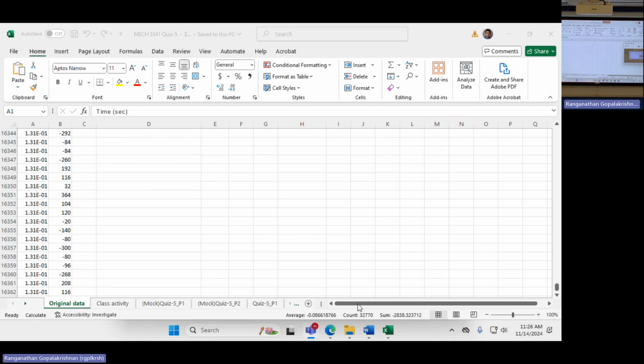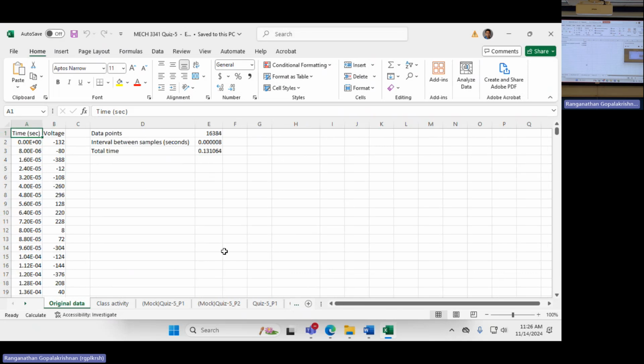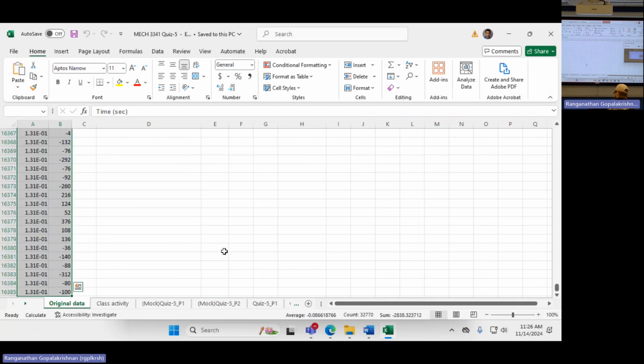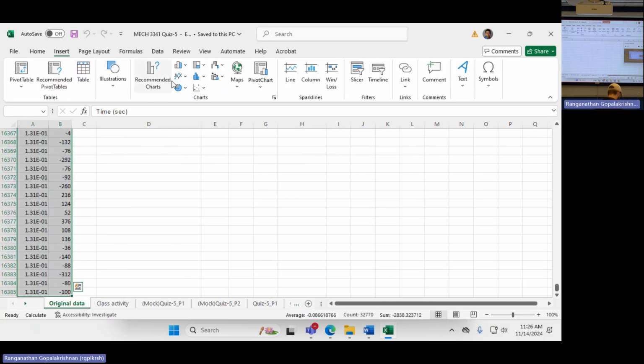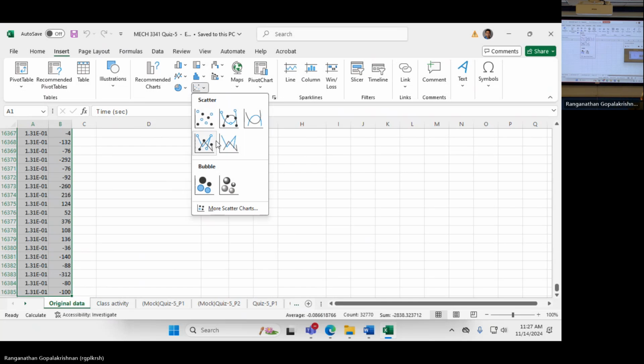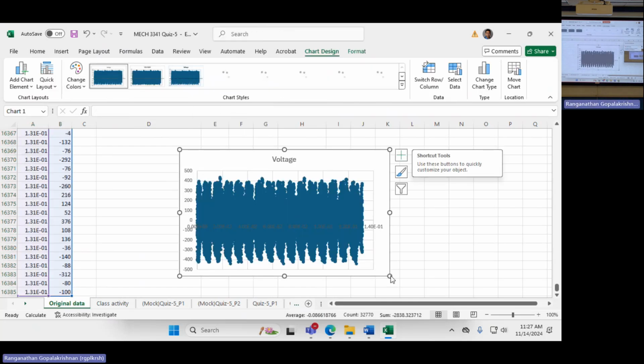So here is a data set, which we got in the laboratory. If you can download this file, keep it ready. But for a moment, look up and listen to me. This is a signal that we measured using an oscilloscope, and what we have provided here is the time versus voltage profile. If I take all the data and plot it, here's a signal that looks like this.